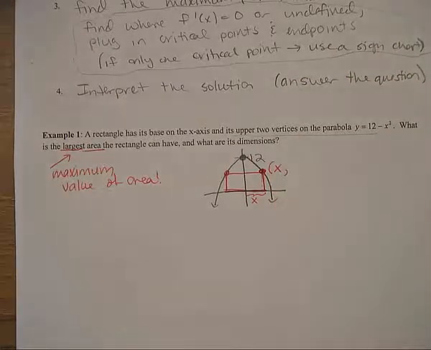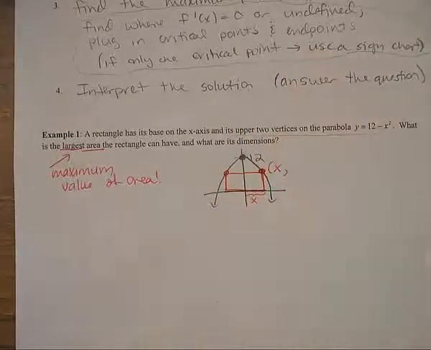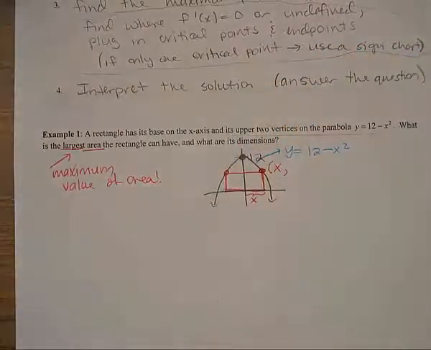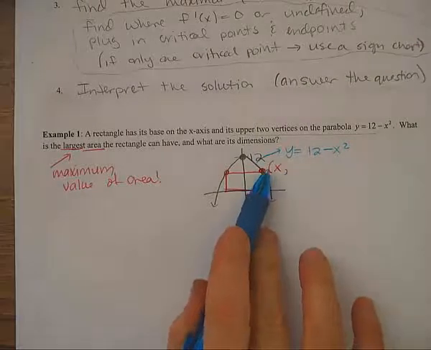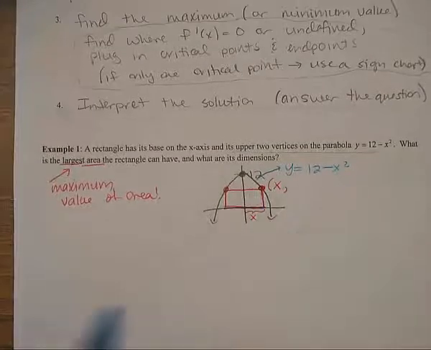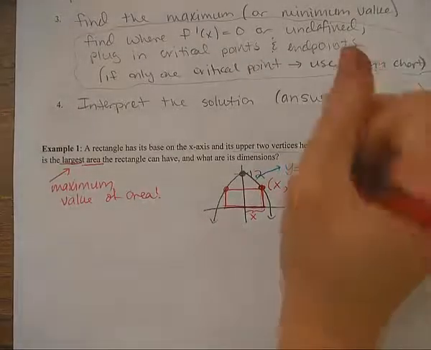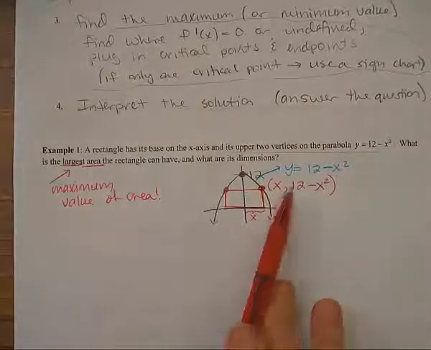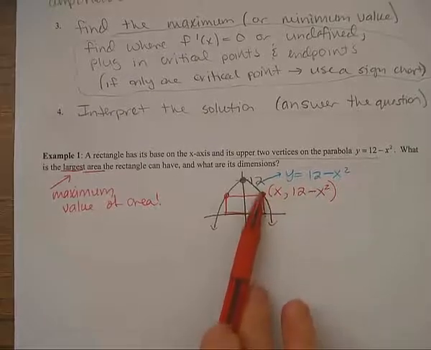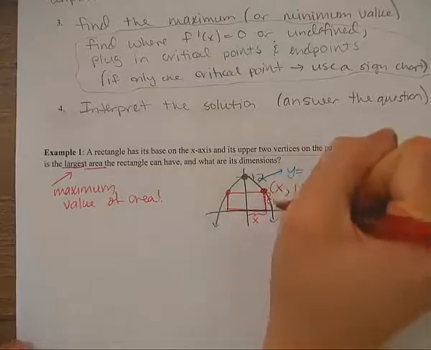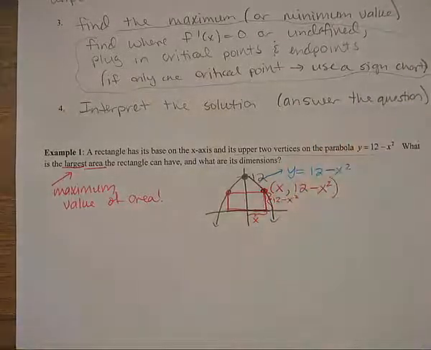And it just so happens that the y value of this parabola is equal to 12 minus x squared. That is how you find the points on this parabola, is you take that x value, you plug it into this equation, and that gives you the y value on the parabola. So this y value right here would be 12 minus whatever this x value is squared. So that is the ordered pair for this point. So that means you go over x and you go up a distance of 12 minus x squared. That's the height of the rectangle.